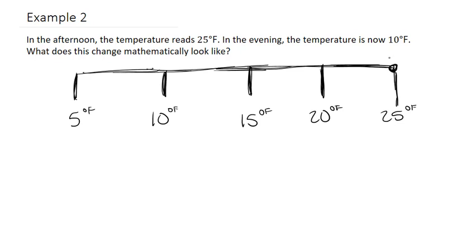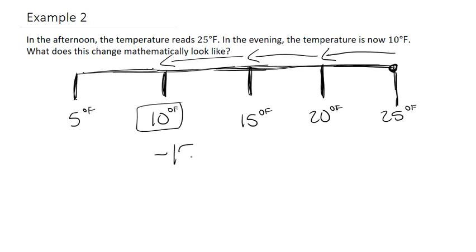I'm going to go to the left in increments of 5. So we go down 5, so that's 5 degrees. Then we go down another 5, so that's 10. And then we go down another 5 to 15 until we stop at 10 degrees. So mathematically, it looks like a negative 15 decrease in temperature.